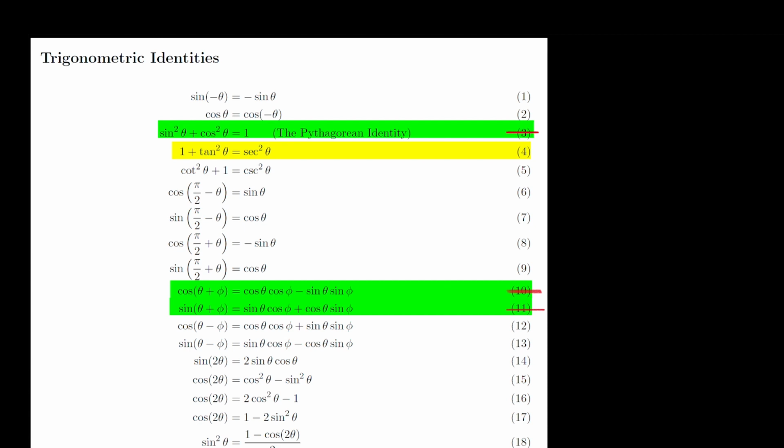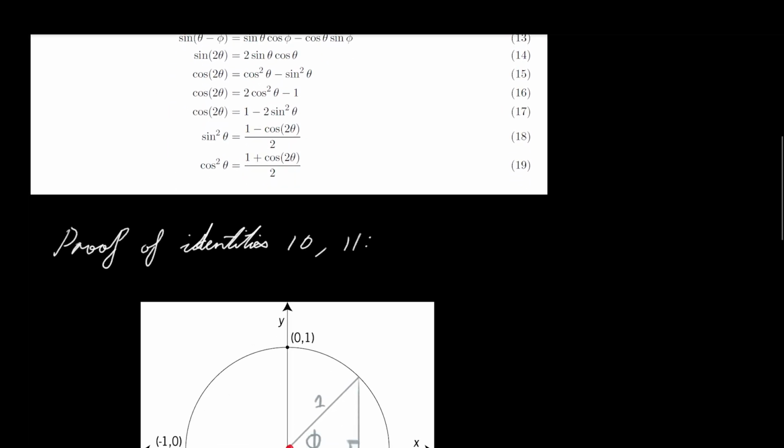1 plus the square of the tangent of some angle theta equals the square of the secant of the same angle theta. I'll show you two proofs. One you're more likely to see in a math class, and another one is less common but much quicker. Okay, now let's start the proof.